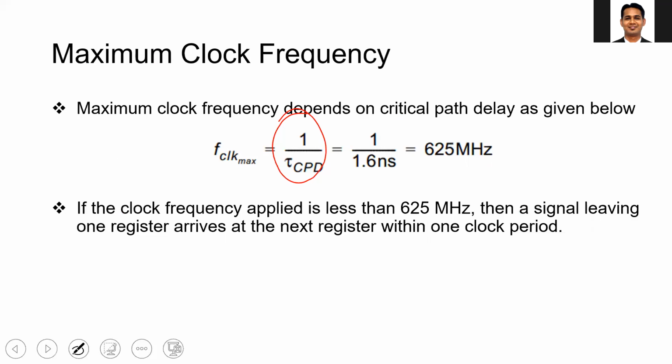So that is the importance of the critical path delay, because based upon the critical path delay, you will identify the maximum frequency at which this circuit can be clocked. In reality, we want our circuit to work as fast as possible, but because of this critical path delay, there is a certain limitation on the maximum clock frequency.